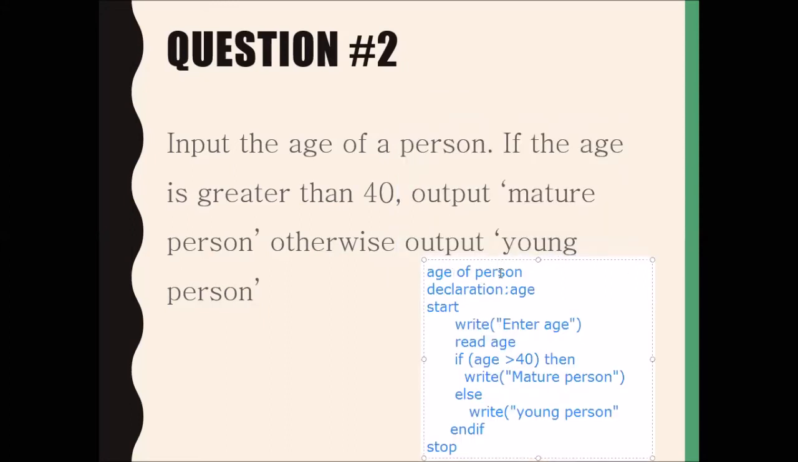So we have age of person, that's the name of our pseudocode algorithm here. Then we have our declaration, which is listing the variables that we are using, and we're only using age. We have the body of our algorithm, enclosed within start and stop. We have the instruction to the user and our input, which means that we're taking whatever number the user enters as their age, and we're going to store it in the variable called age. In the if statement, write the variable name first that you're checking. What is the condition, which is greater than 40? Then what is it that you want to output? So here we have one instruction if the condition is true, and one instruction if the condition is false. Then we close the if statement and close our program.